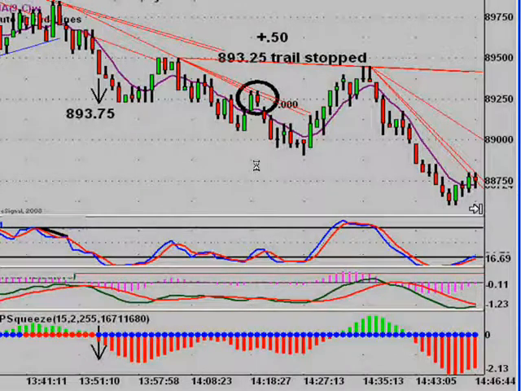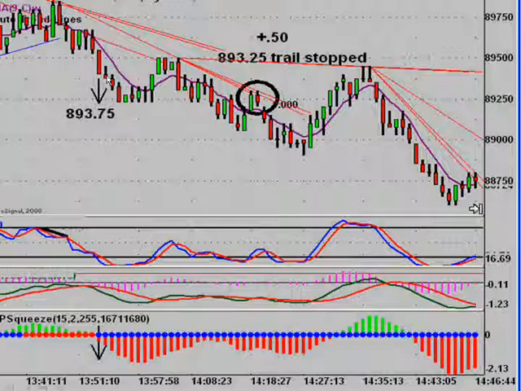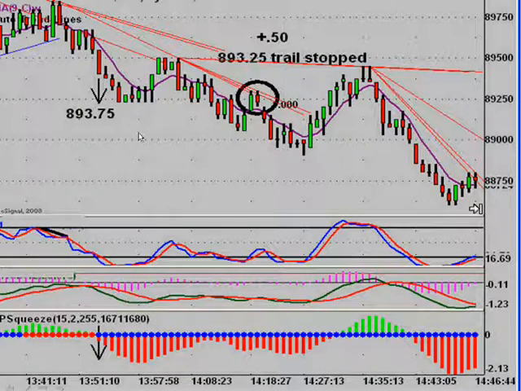This is a trade that I took at almost 2 o'clock. It was at 1:51, and we have our scalp setup occurring, and we have divergence on our indicator. So I wanted to get under this bar somewhere. I got filled over here at 893.75, and I used my pivot for my stops.